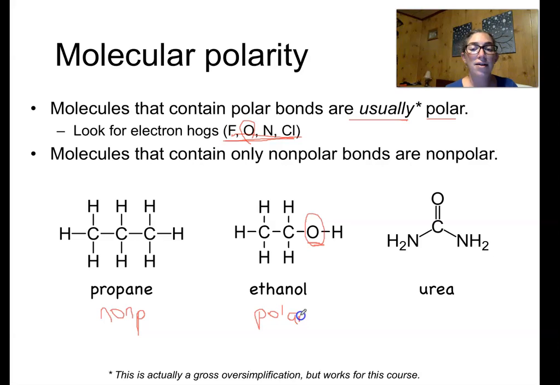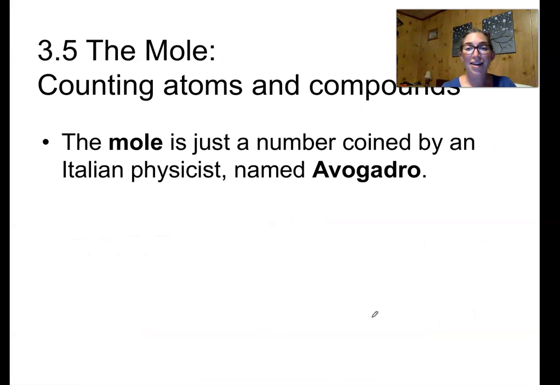And urea also has a couple of hogs. It's got some nitrogens, it's got this oxygen. It's going to be pretty darn polar, all right, because of all of those electron hogs. So in general, when it gives you molecules and says, is it polar or nonpolar? It's polar if you can find an electron hog there. Now again, this is not completely 100% true. If you go on further in chemistry, you'll learn the further details. But for this class, it will always be true. If there's an electron hog, the molecule is polar. All right. Oh, and I have the answers animated in there.